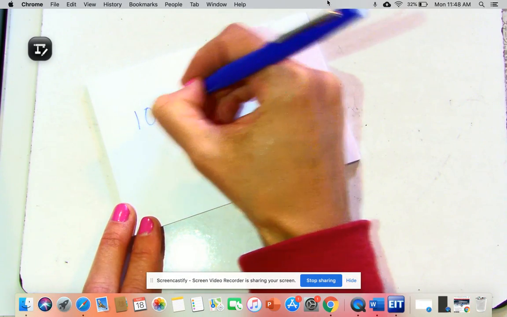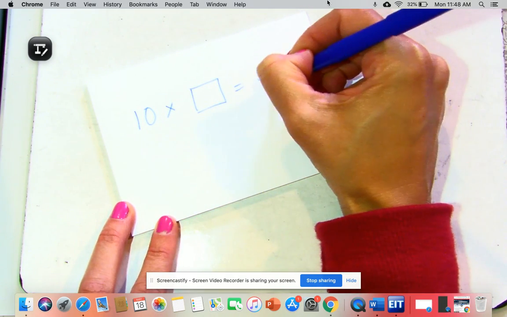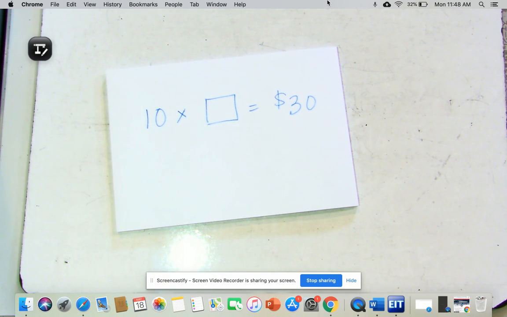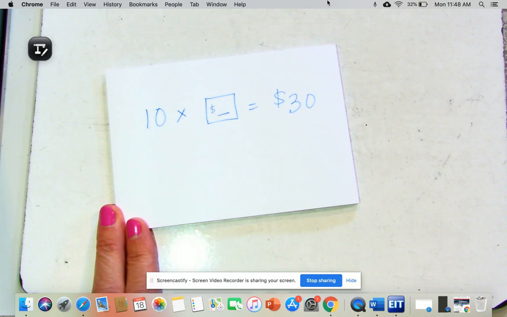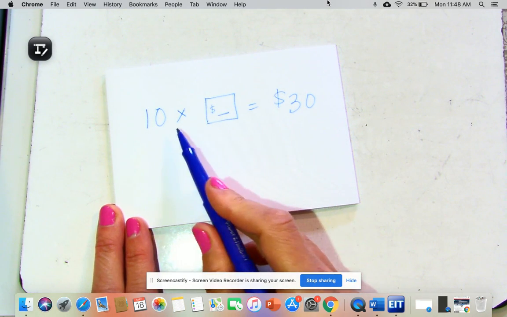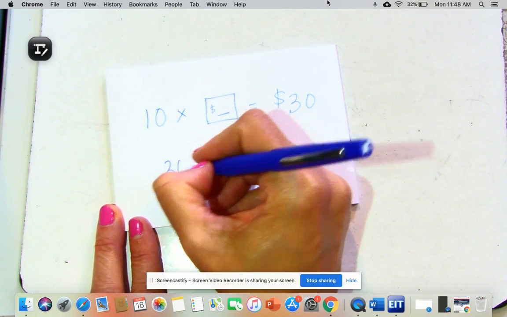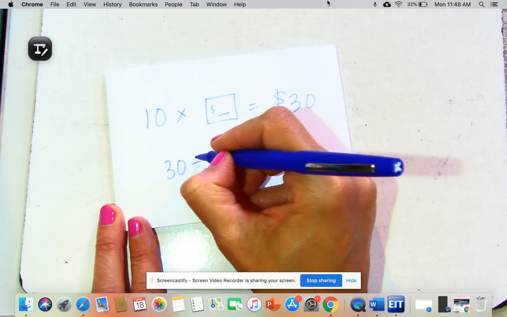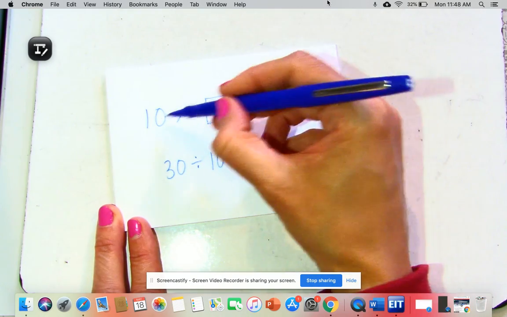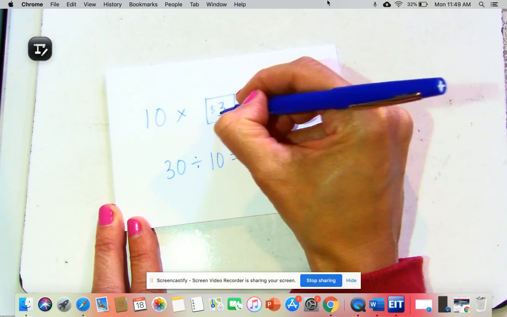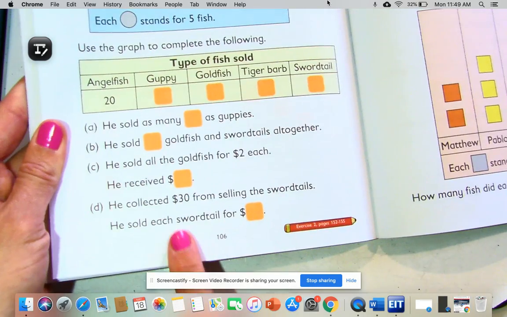So 10 times something equals $30. Because he had 10 swordtails, and we're trying to find out how much money each of them cost. 10 times what equals 30? Ooh, we could use the opposite, division, to figure out the answer. So 30 divided by 10 would be 3. And we know 3 times 10 is 30. So 10 times 3 is also 30. So that means that each swordtail cost $3.